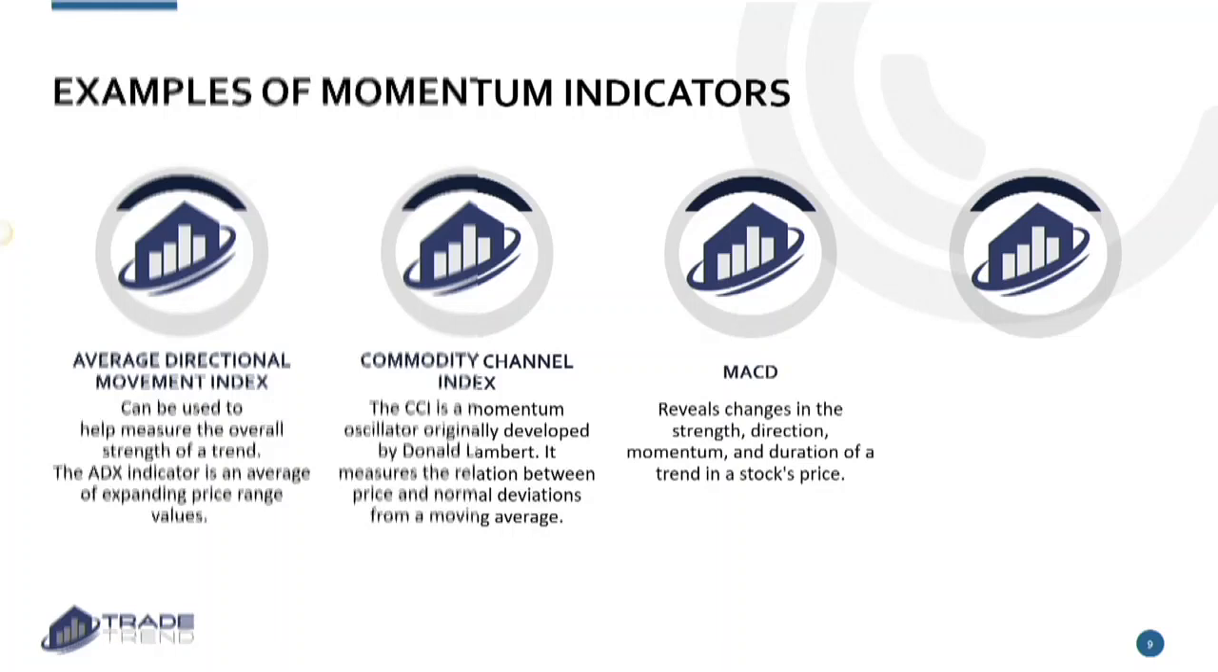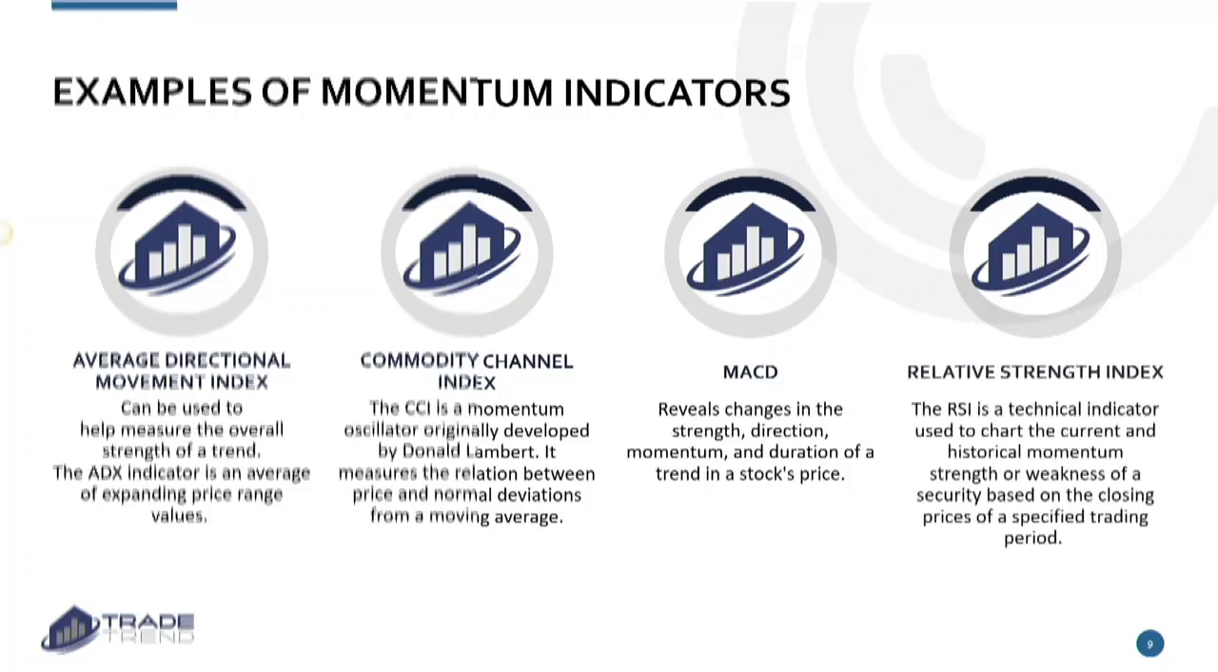The next one's the MACD. This is probably one of the more common ones. I like the MACD because it's a little bit more versatile. It reveals changes in strength, direction, momentum, and duration of a trend in a stock's price. How many people have used MACD at some point, familiar with it? Yeah, probably one of the more common ones. And then lastly, the relative strength index. And of course, this isn't an exhaustive list. This is just four of the most common that I selected.